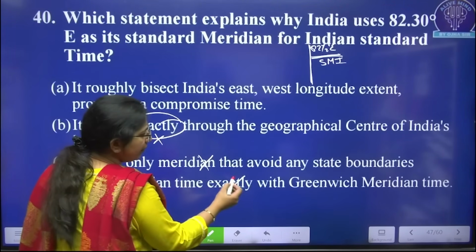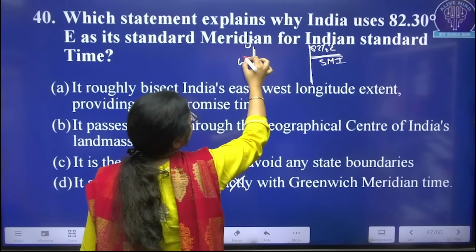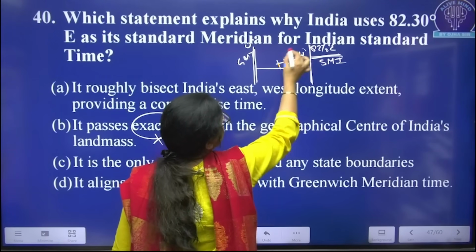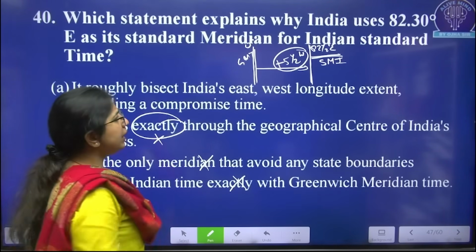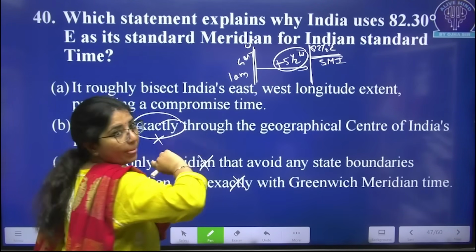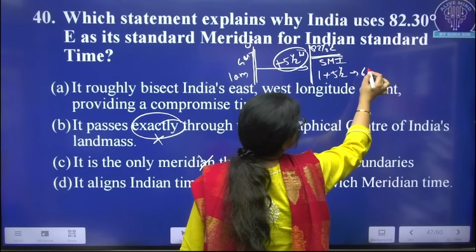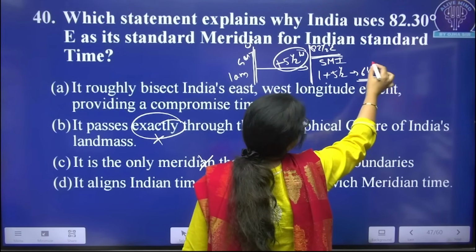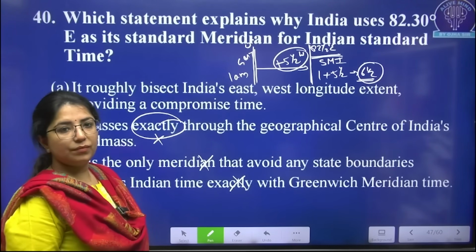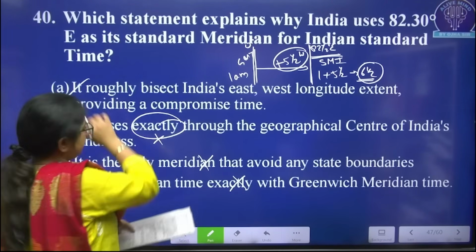No. If we assume here 0 degree, which is Greenwich Mean Time, we are 5.5 hours plus from here. What does this mean? Here, if it is 1 a.m., here the time will be 1 plus 5.5, that is 6.5 a.m. So here the answer is A.